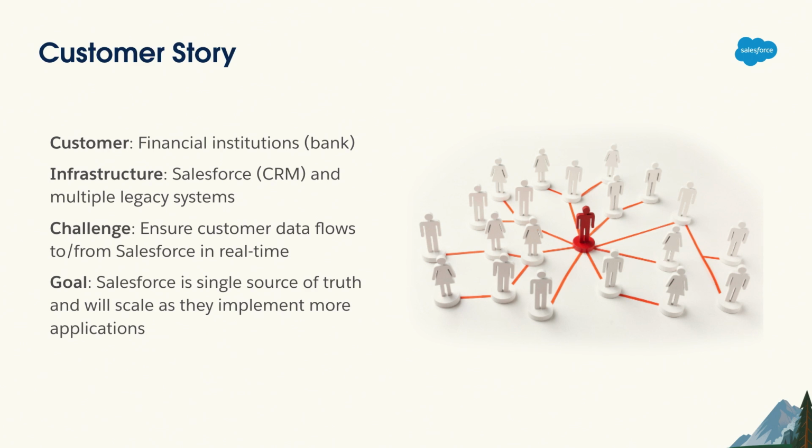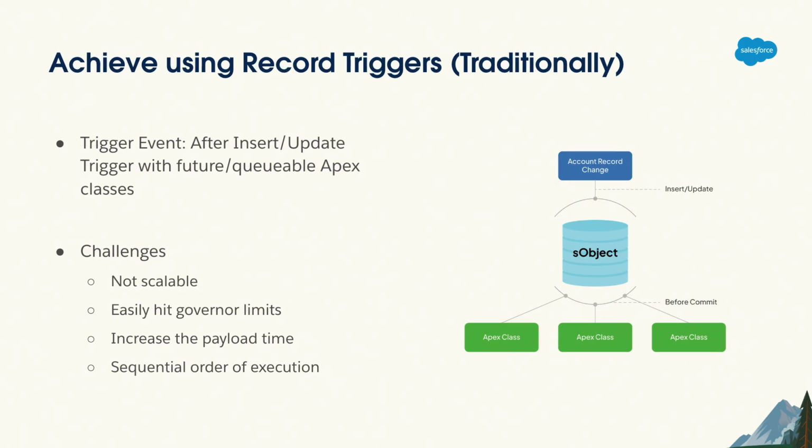This is the scenario, and how would we have handled it with a traditional trigger? You create a trigger and try to connect it with third-party systems by making Apex callouts. Some of the challenges with that methodology: first, you cannot scale. Second, you easily hit governor limits, because when you are dealing with a massive volume of records, that's one of the biggest governor limits you always hit.